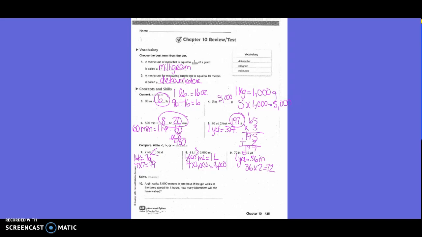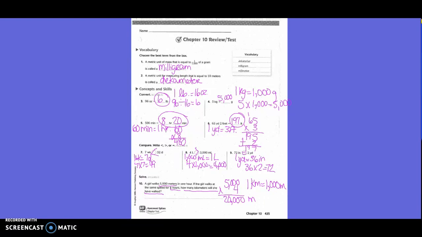Solve. Number 10. A girl walks 5,000 meters in 1 hour. If the girl walks at the same speed for 4 hours, how many kilometers will she have walked? I need to underline 5,000 meters, 4 hours, and how many kilometers will she have walked. First, I need to take 5,000 times 4, which equals 20,000. Then I know that 1 kilometer equals 1,000 meters. Now, my answer is 20,000 meters, and they want it in kilometers.